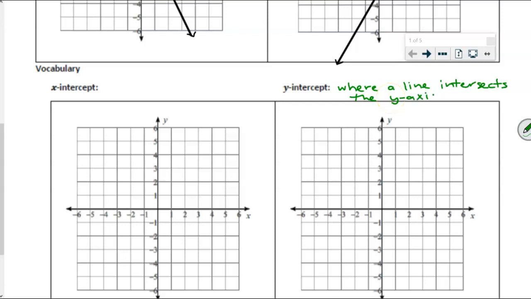So with that same concept, with that same idea, an x-intercept would be what? What would the x-intercept be? Let's go Brock. Exactly, where a line intersects the x-axis instead.